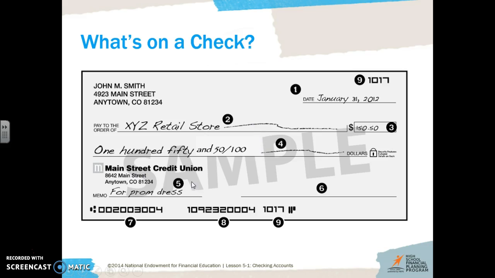Number 5 is an area for a memo. That's pretty much a description of the payment. This is optional, you don't have to fill this out, but John Smith paid $150.50. If he wants to know what he paid that money for, he can write in the memo. This was for a prom dress. Oh, how sweet. Number 6 is the payer signature.